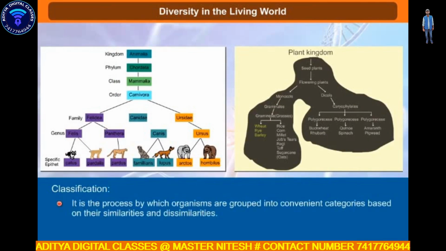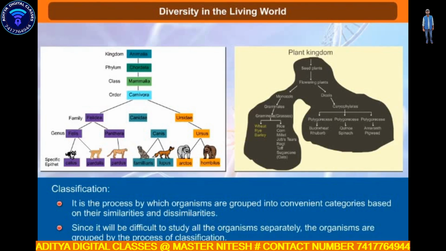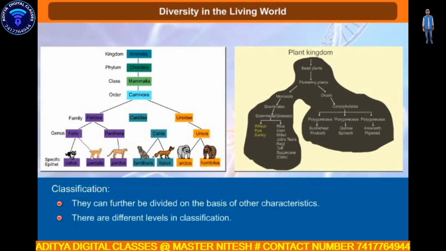Classification is the process by which organisms are grouped into convenient categories based on their similarities and dissimilarities. Since it would be difficult to study all the organisms separately, the organisms are grouped by the process of classification. For example, plants and animals are two kingdoms. They can further be divided on the basis of other characteristics. There are different levels in classification.